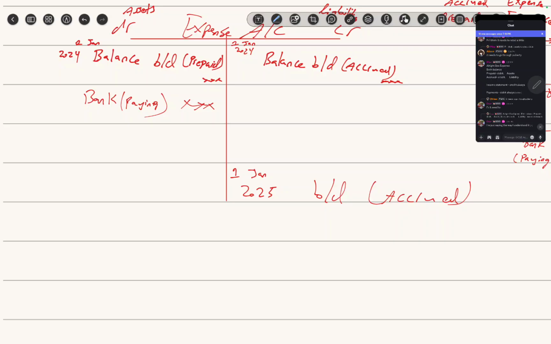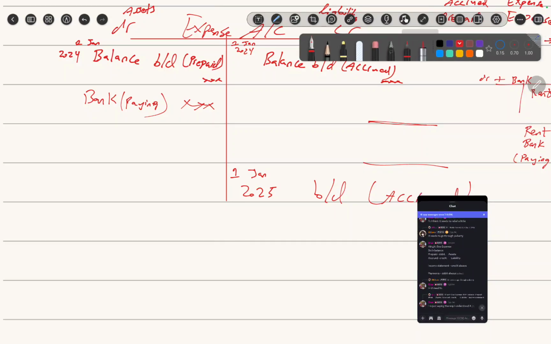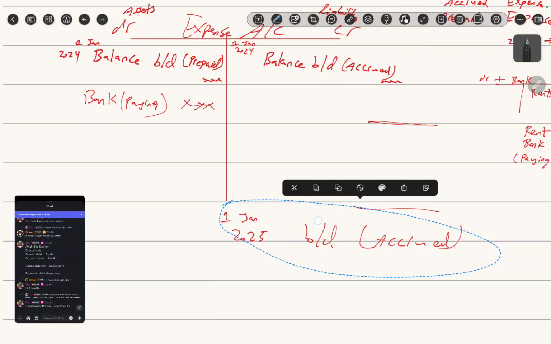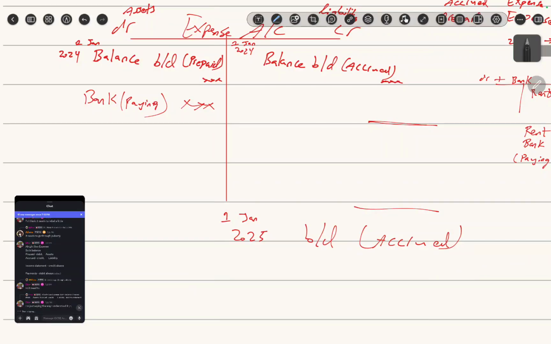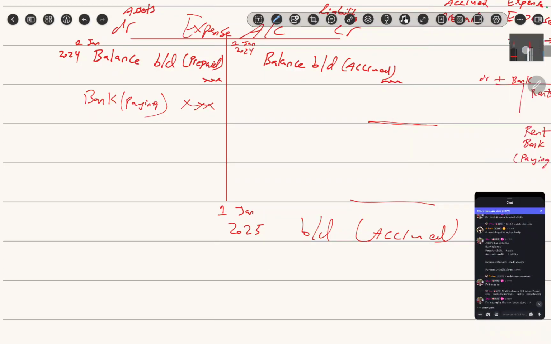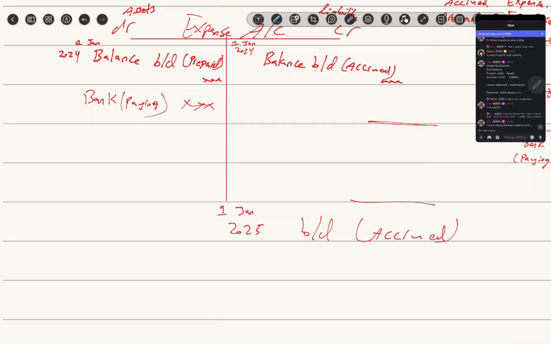If the BD is here, wait one second, oh dear, we'll make this go one line down. Wow. All right. And then the same thing happens on the other side. We're going to have prepaid balance BD on the next date, and then this will be prepaid, and again 1 January 2025.